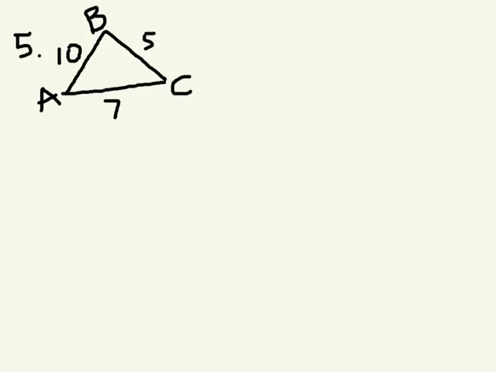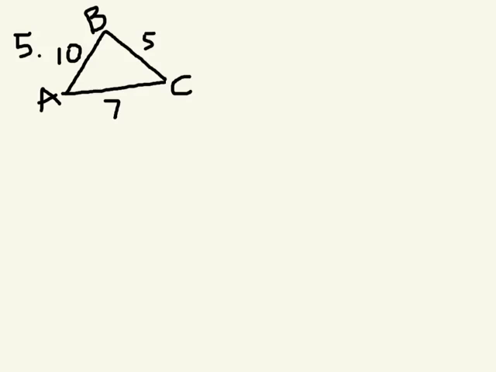On number 5, you're given a side triangle. You're given the three sides, and you need to find the three angles. Anytime you're given the three sides, you're going to use law of cosines. So you just need to pick an angle to start with. I'm just going to go in alphabetical order and start with angle A.